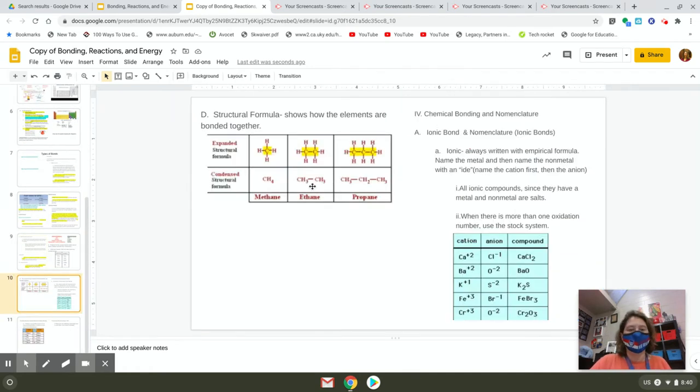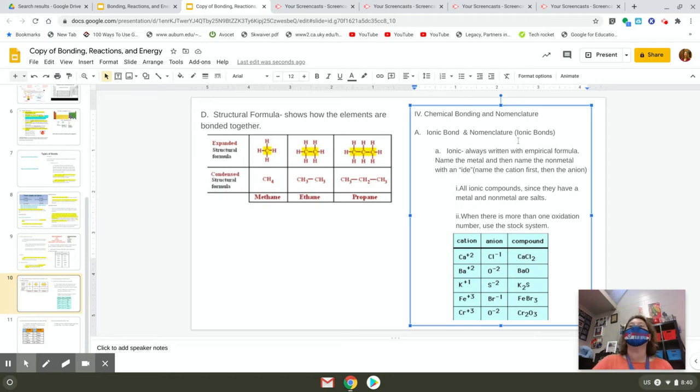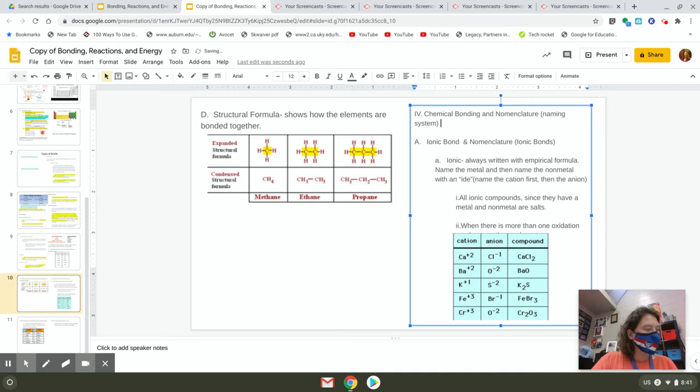Slide 10. Letter D, structural formula is another type of formula we'll look at. If you look on the right-hand side, we're on slide 10. Right-hand side, chemical bonding and nomenclature. After that word nomenclature, click after that and type naming system. Nomenclature is naming system. That's what that word means.